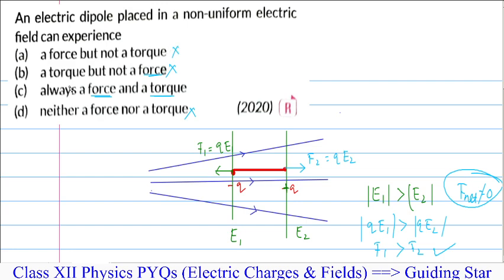Now we'll go to option C. Always a force and a torque. If force will be there, then in this particular case, as the angle is not mentioned, torque will also be there. So option C will be the correct one.